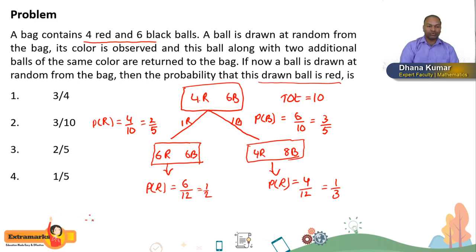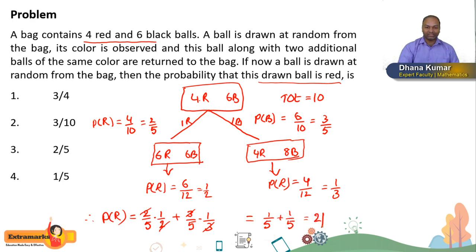Now actually the total probability of a red ball is either in this chain or in this chain possibility. If you take this chain, here the value is 2 by 5, here the value is 1 by 2. So that is equal to 2 by 5 into 1 by 2, plus, if you go in this direction, the probability of selecting a black ball is 3 by 5, and next time here 1 by 3. Total probability: 2, 2 get cancelled, 3, 3 cancelled. So the final answer is 1 by 5 plus 1 by 5. 1 by 5 plus 1 by 5, answer is what? 2 by 5. Clear? Right.